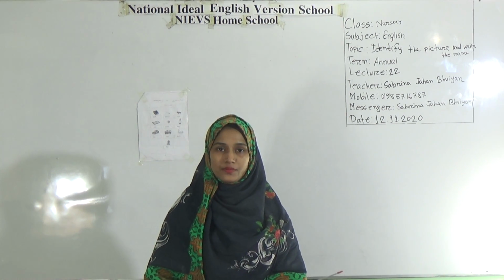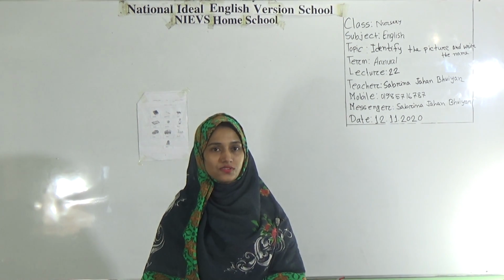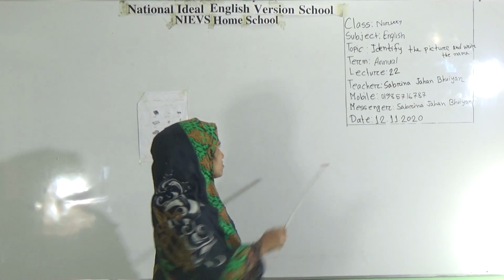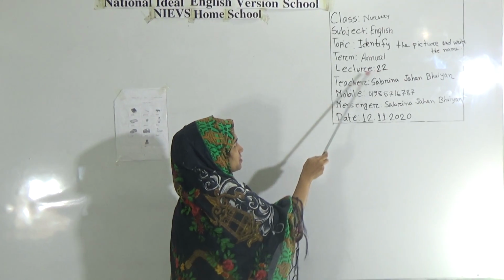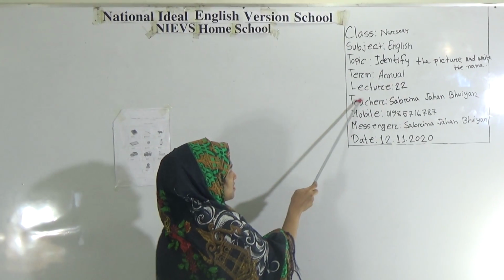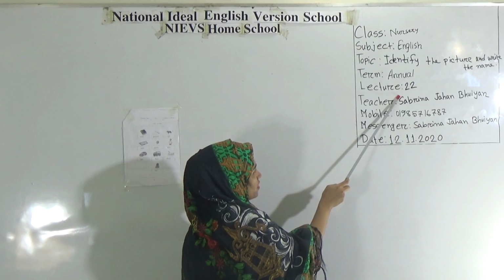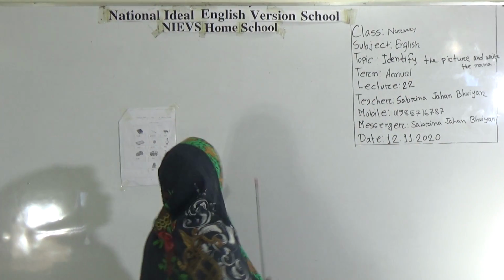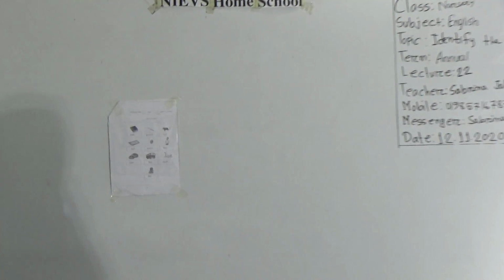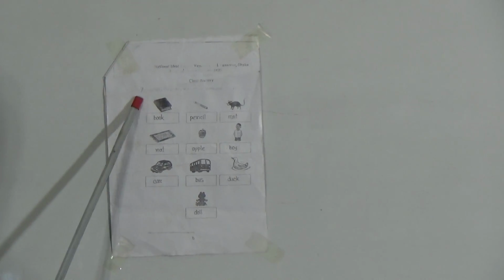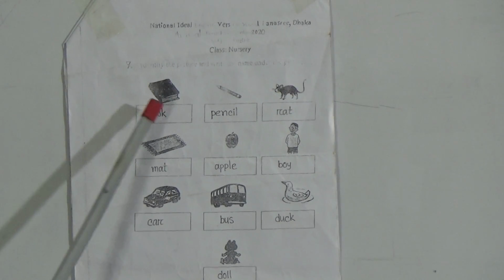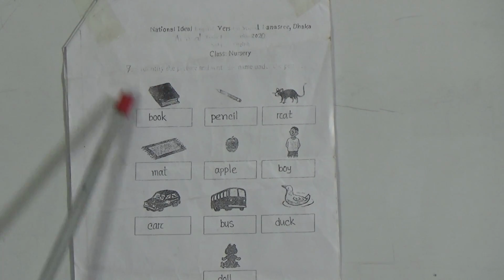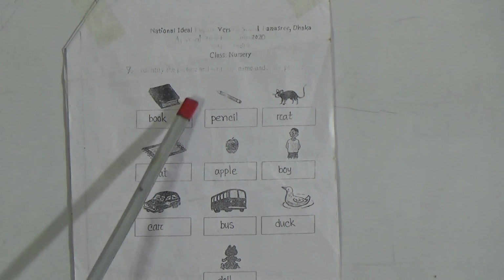Dear students, today I am going to take an English class for the students of nursery, and our today's topic is identify the picture and write the name under the picture. Okay, look dear students, this is our lecture number 22. Now I am going to discuss our today's topic. Here we can find the question: identify the picture and write the name under the picture. That means we have to write this picture's name under the picture.